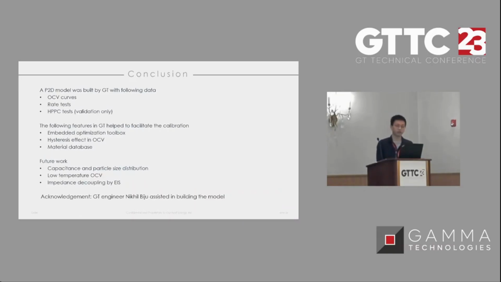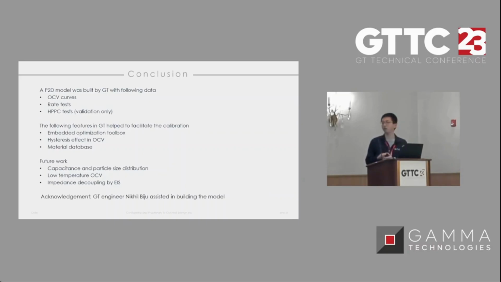In conclusion, we just built a P2D model via GT with the following data: OCV curves and the rate test. The rate tests were split into a test set and a training set, and also the HPPC test, which was only used for validation. I want to highlight some features used in GT which helped us facilitate the calibration: the embedded optimization toolbox, the hysteresis effect in OCV, and also its internal material database, because we only have whole cell data in the experiment. So if we do not know the material properties, we rely on the internal material database from GT.